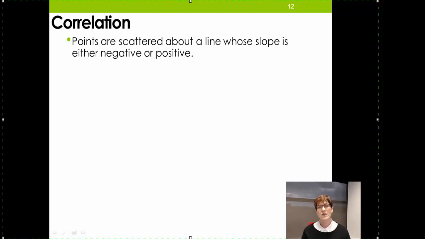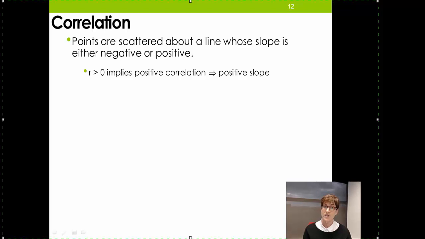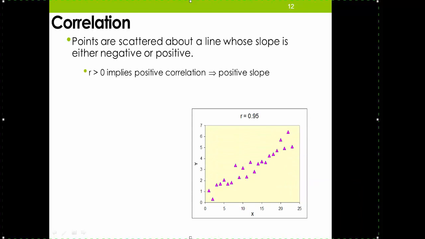Points are scattered about a line whose slope is either positive or negative in correlation. And here we are now using the notation, if your correlation coefficient is greater than 0, it implies that there is a positive correlation, that is, a positive slope. Okay, so there's an example where we have points increasing and moving to the right, so moving from the bottom left to the top right, indicating a positive linear relationship, and indeed the points are fairly close together, so we would expect the strength of that relationship to be high, and indeed it is high as it's close to 0.95.